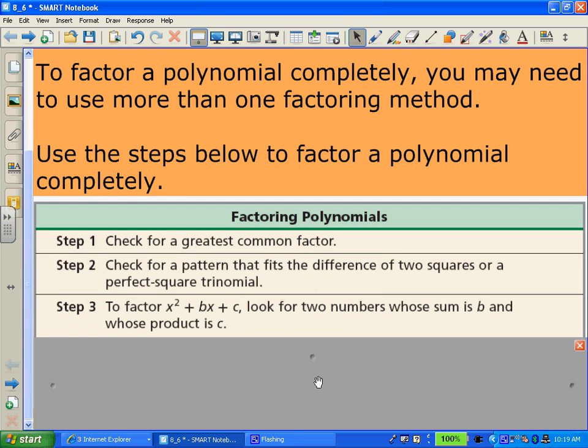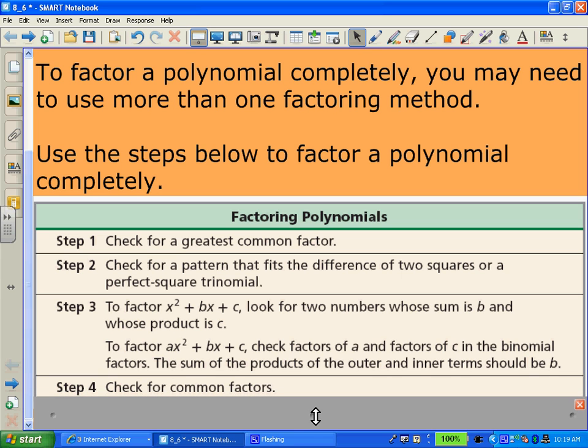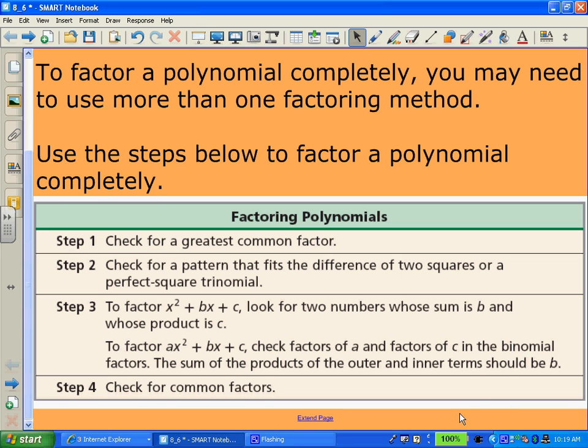Then, if it's still a trinomial, we'll use our factoring methods for trinomials. So remember, if there's not a number in front of x squared, we just look at the factors of c that add up to b, and if there is a number in front of x squared, we use our method where we do a times c and then find the factors that add up to b. And then once we've done that, our final step is again look for common factors that we may have missed, and if there are any left, again factor them out. So what we're going to be working on is factoring it completely.